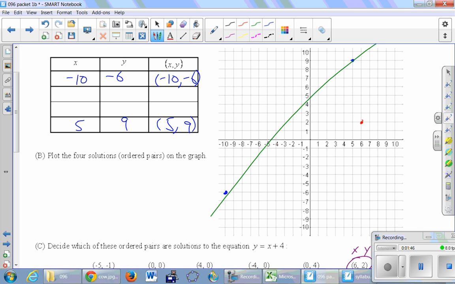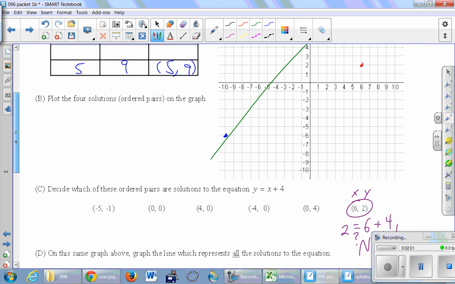That's it. There's this really important connection between the equation, the solutions to the equation, and the graph of the equation. That graph represents all of the solutions to the equation. If you're on the line, you're a solution to the equation. If you're not on the line, you're not a solution.